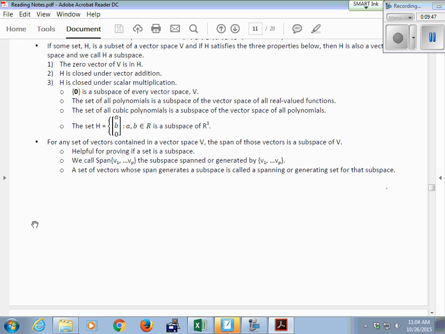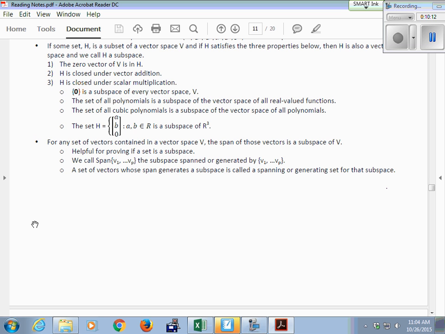The set of all polynomials is a subspace of the vector space of all real valued functions. So if you think about every function you can possibly think of that you learned in college algebra and pre-calc, put them all in one big set, right? If you just pull out all the polynomial functions, that's a subspace. It satisfies those three properties, and it's a subset of a vector space.